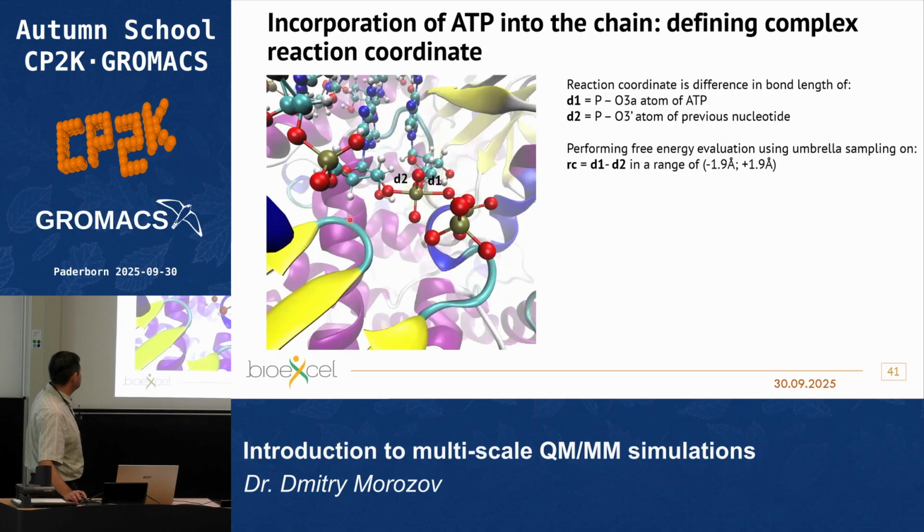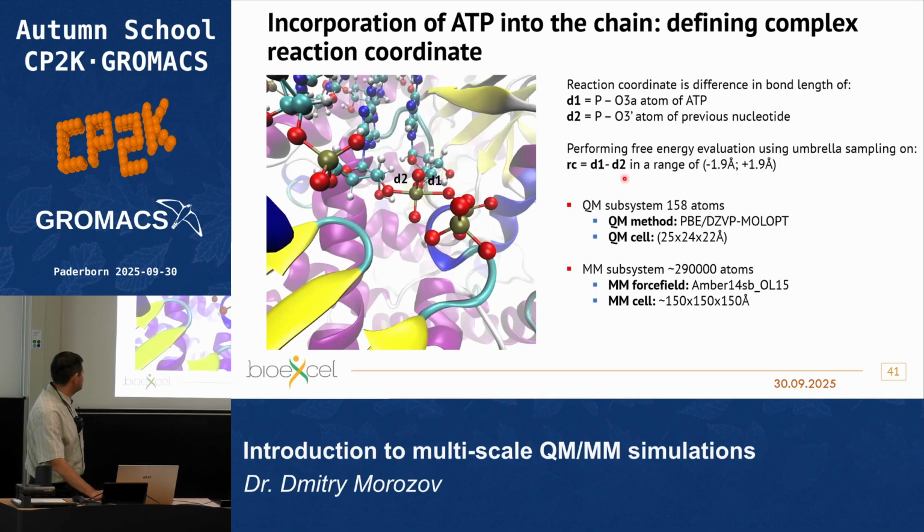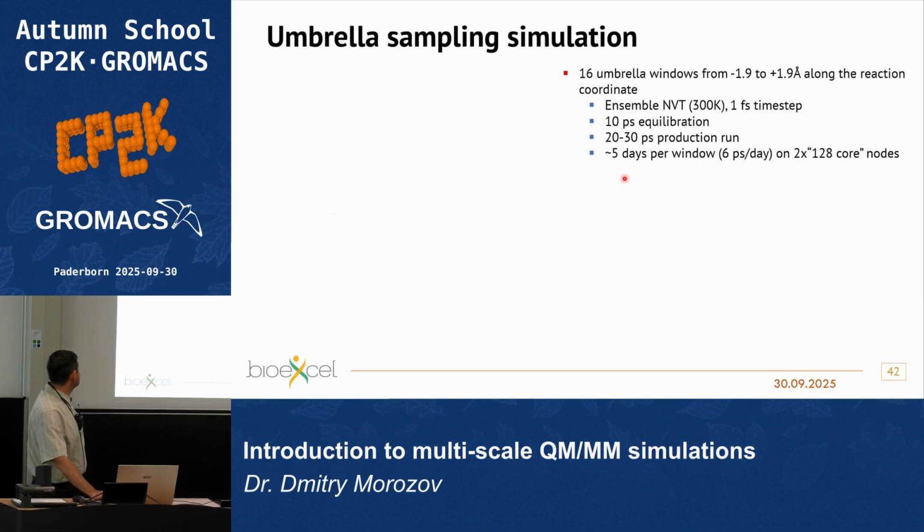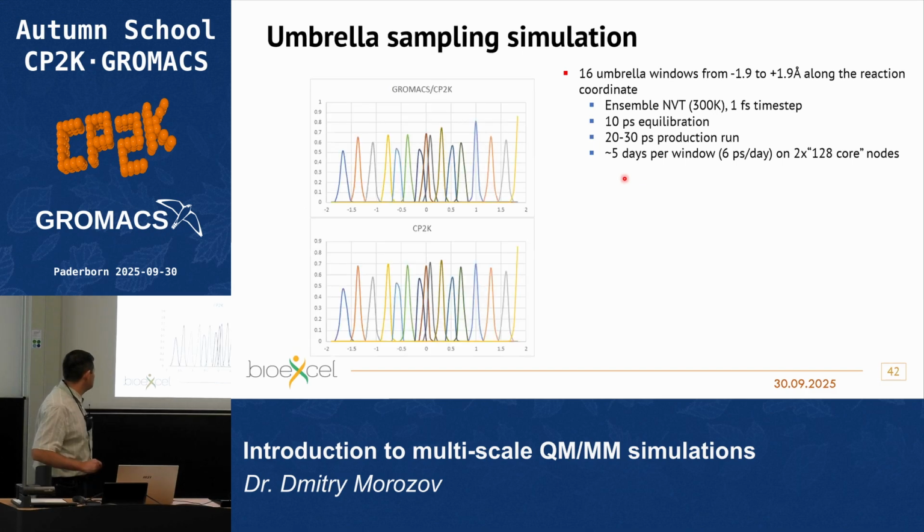So how is this reaction defined? You have two distances, D1 and D2, and we want to perform the free energy simulation along the reaction coordinate, which is D1 minus D2. It's a pretty standard reaction coordinate, I would say, for these phosphotransfer reactions. And this is the QM subsystem, MM subsystem setup. So, this is what we have.